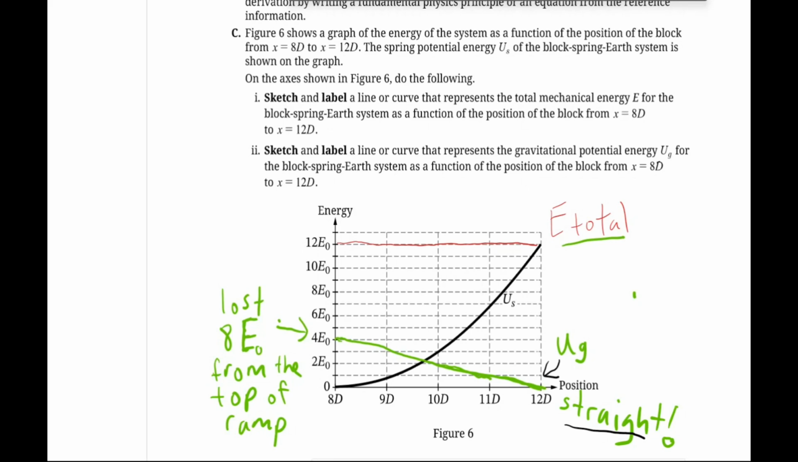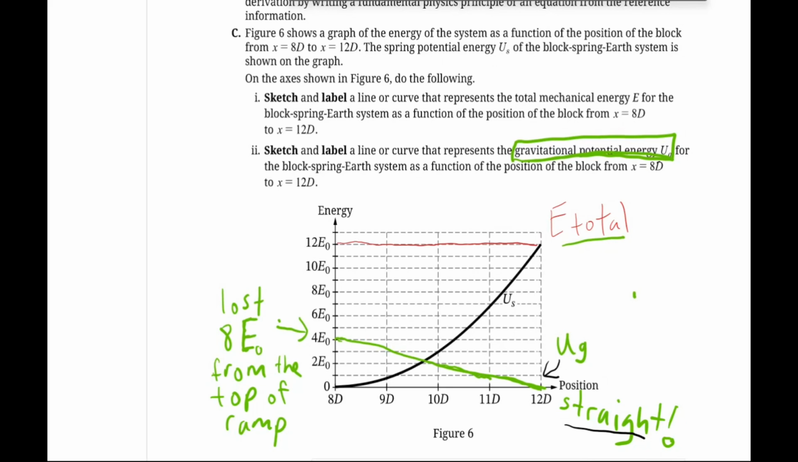Secondly, it says sketch and label a line or curve that represents the gravitational potential energy for the block-spring-Earth system as a function of the position of the block from x equals 8d to x equals 12d. Now, each time the spring gets compressed 1 unit, it's saying it's 1d, I guess. So from 8d to 9d to 10d, it is decreasing its height by 1 unit as well. So it is a linear decreasing curve.